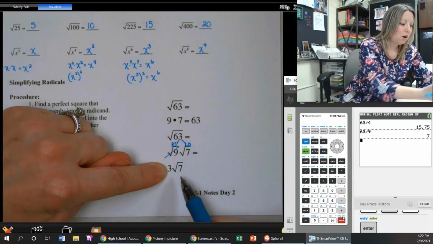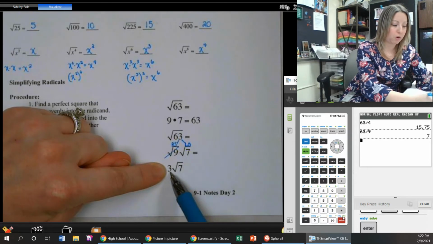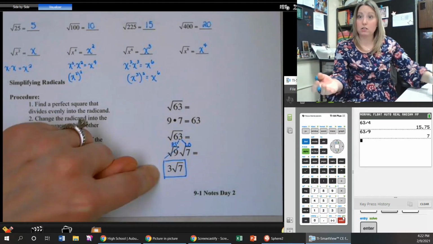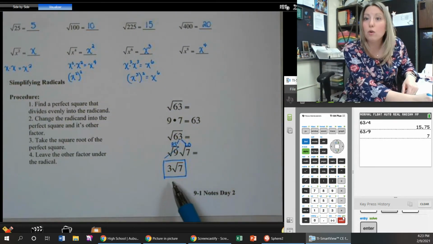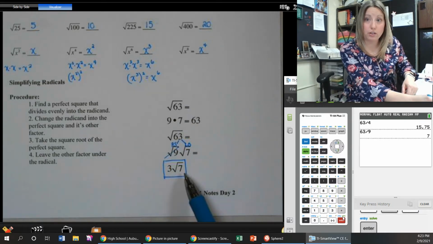And so now I bring that down multiplied by my coefficient 3. So my answer is 3 radical 7. And we practiced saying 3 radical 7. So when you see that, you know how to read it. Give that a try. 3 radical 7.